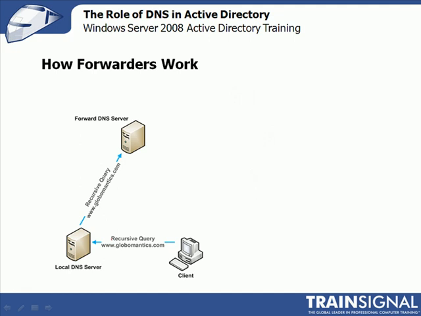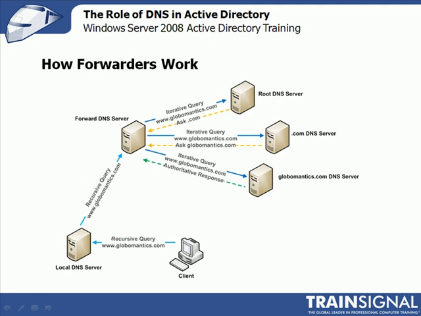So the local DNS server now makes a recursive query for www.globalmantics.com, assuming that the forward DNS server also doesn't know. It's going to go out and do all those iterative queries to the root DNS server, and then down to the .com, and then down to globalmantics.com to get the authoritative response. Once it has that response, it sends it back to the local DNS server, and guess what happens next? You got it. The local DNS server sends the response back to the client. Now that's if we were using a standard forwarder.